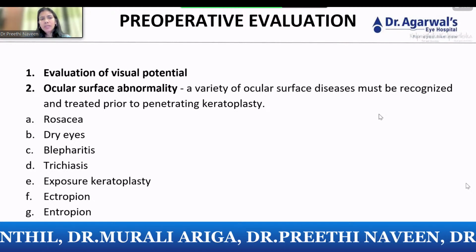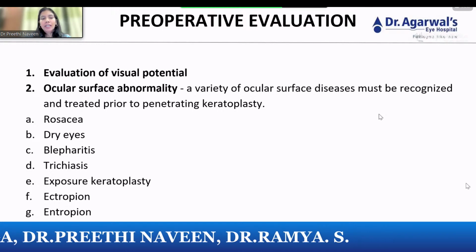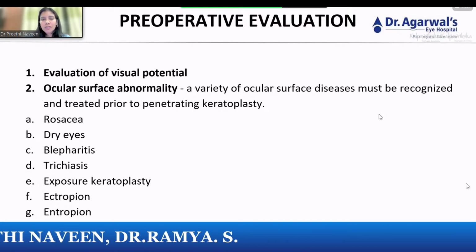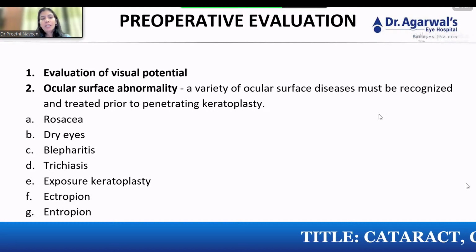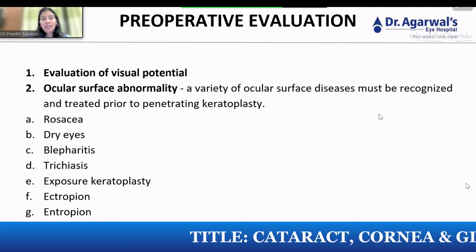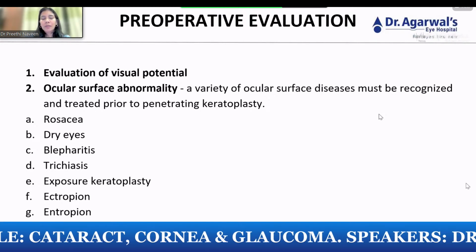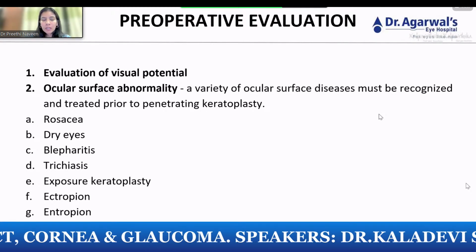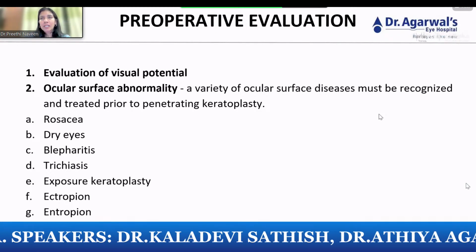Then ocular surface is something which is very important, and we tend to miss out the nitty-gritties of this before we take in a patient for a penetrating keratoplasty, or any keratoplasty for that matter, because the healing and the prognosis totally depends on multiple factors. So patients with dry eyes or blepharitis, trichiatic lashes, exposure, ectropion, entropion, these are some things which you would want to correct prior to your surgery, because the post-op visual outcome is much better if these are treated prior to the surgery.